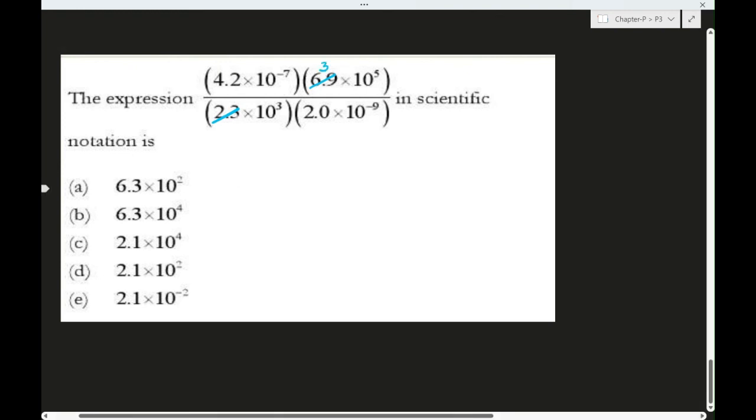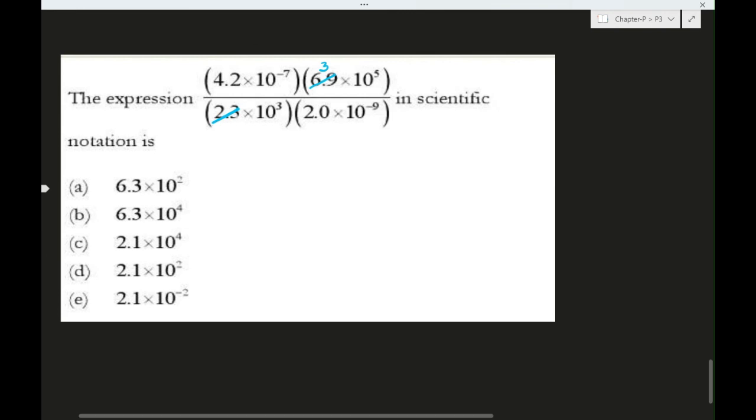So here is just 3, right? And now this is 2.0, and this is 4.2. If you look at here, this is nothing but 2.1, right? So let me write it again. So we just have 2.1 times 3 times 10 to the power minus 7. These are the powers. This is minus 7 and this is plus, so I can put it as plus 5.